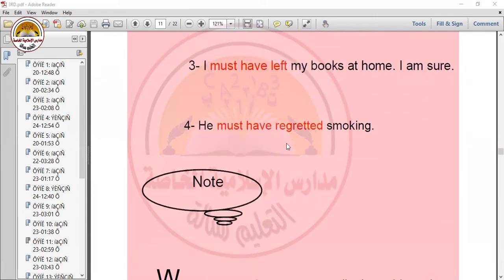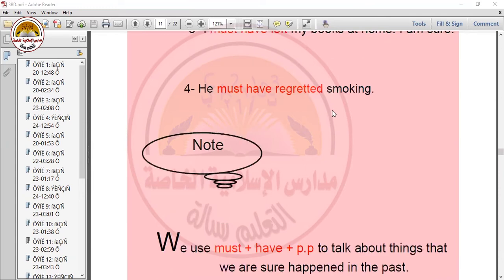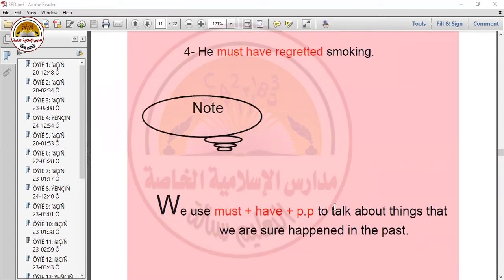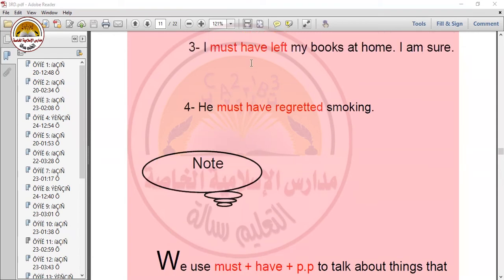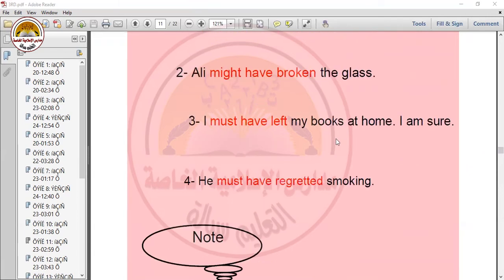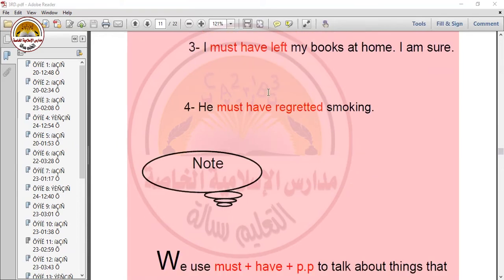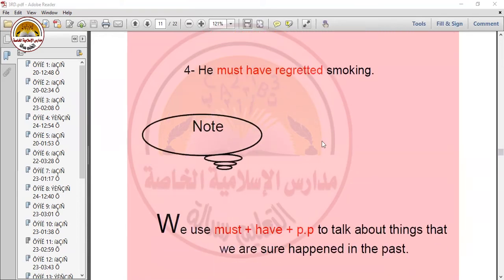Notice in example number three, must have left. If you are sure, we use must have plus past participle. Talk about things that you are sure happened in the past. For example, I must have left my books at home, I'm sure. He must have regretted smoking. If we talk about possibility in the past, might have plus past participle. If you are sure about something, we use must have.